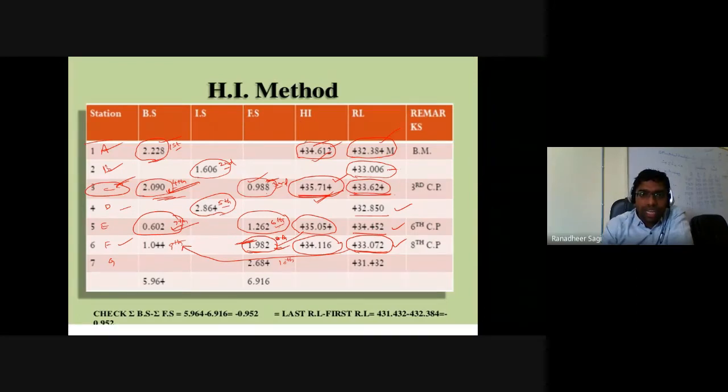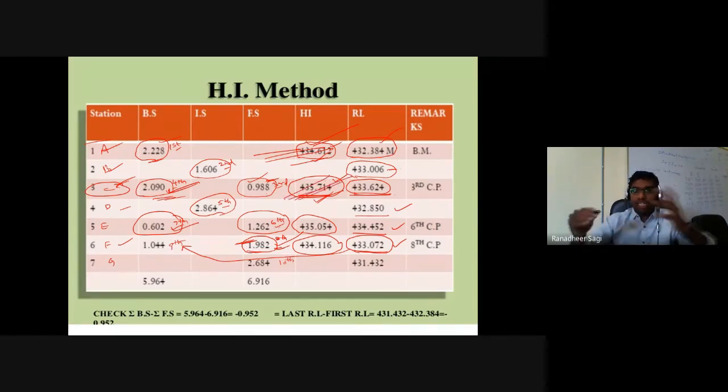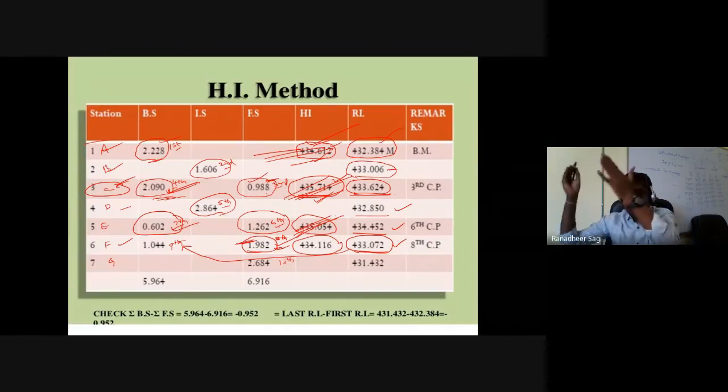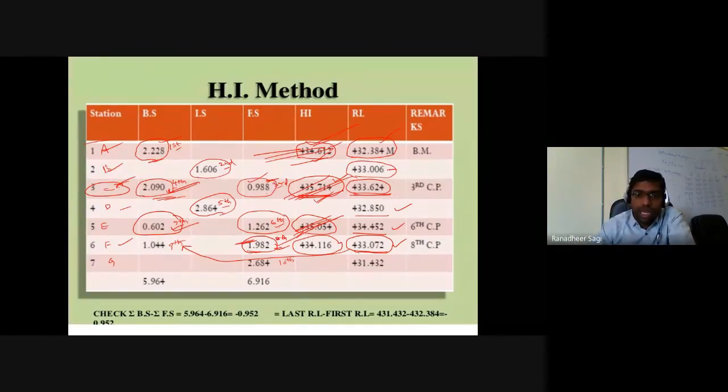Here I have calculated the height of the instrument. Look at here, this is once the height of the instrument is calculated, it means the instrument is set for the first time. This is once again I have calculated my height of the instrument, which means the instrument is set on the ground for the second time. This is the third time I have calculated the height of the instrument, so the instrument is set for the third time in the field at some location. And this is the fourth time I have calculated the height of the instrument, which means your instrument is set and leveled in the field for the fourth time.